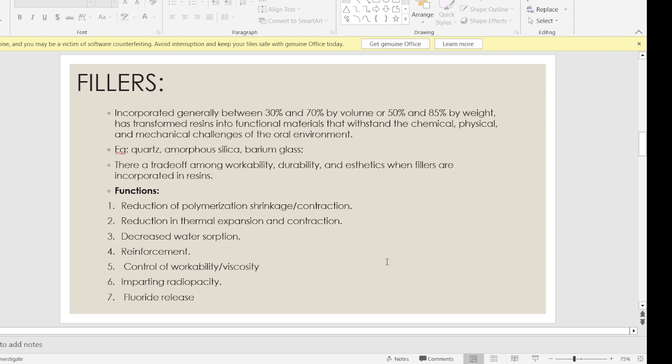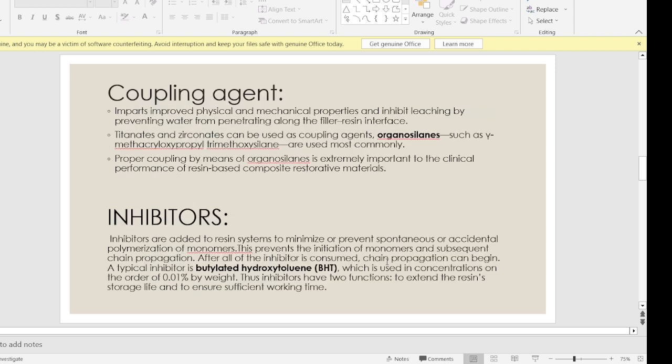There are trade-offs among workability, durability, and aesthetics when fillers are incorporated in a resin. The basic functions of filler are that it reduces the polymerization shrinkage. It also reduces thermal expansion and contraction. It decreases water absorption. It controls the workability and the viscosity. And to some extent, nowadays biomimetic kinds of composite have come into the market, which show fluoride release and anti-cariogenic properties.